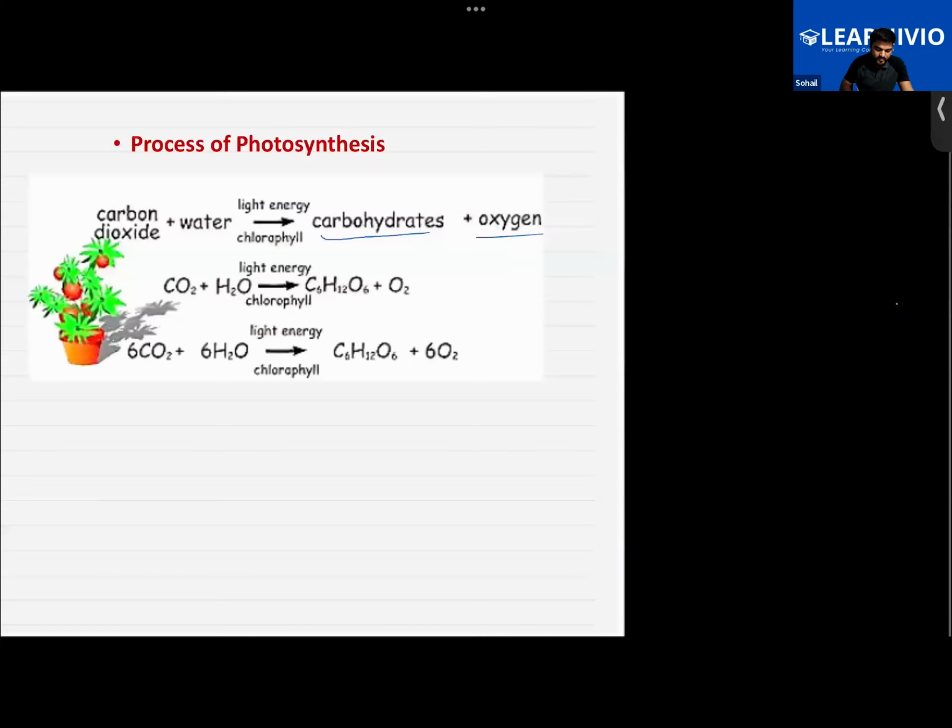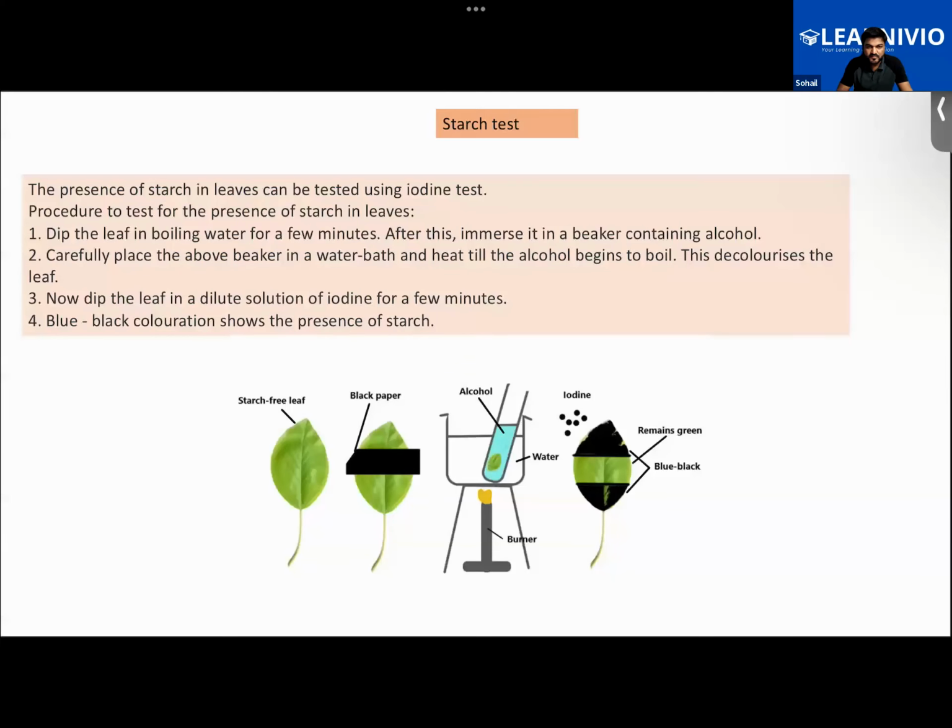Sir, water, light, sunlight, carbon dioxide. Right now, these are the two main things that you require for photosynthesis to take place. I am talking about an ingredient. So sunlight will not be counted in it. Try to understand this thing.